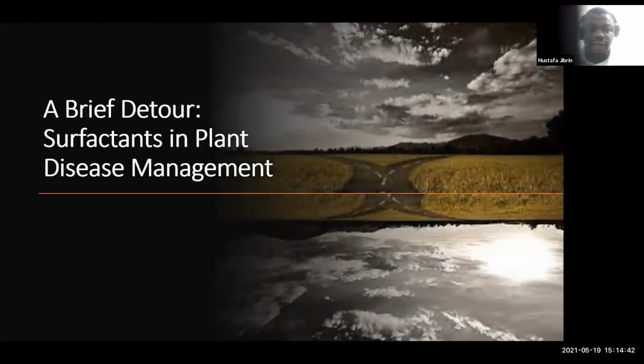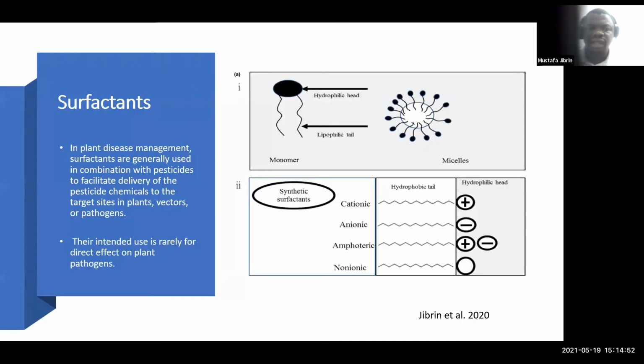So I'm going to take a brief detour to talk about surfactants in plant disease management, even though my talk is mostly on small molecules. And why is this? When I joined the lab, I found that surfactants are used in combination with chemicals for controlling bacterial diseases. So you mix it with the chemicals. The purpose of applying surfactant is mostly to spread the chemicals so that it reduces the surface tension on the leaf surfaces, and the chemical can penetrate the plant surface and go to the target sites. And their intended use is not for direct control of pathogens.